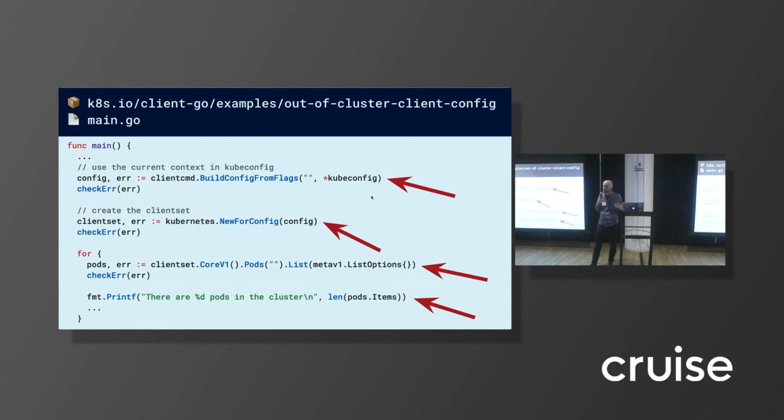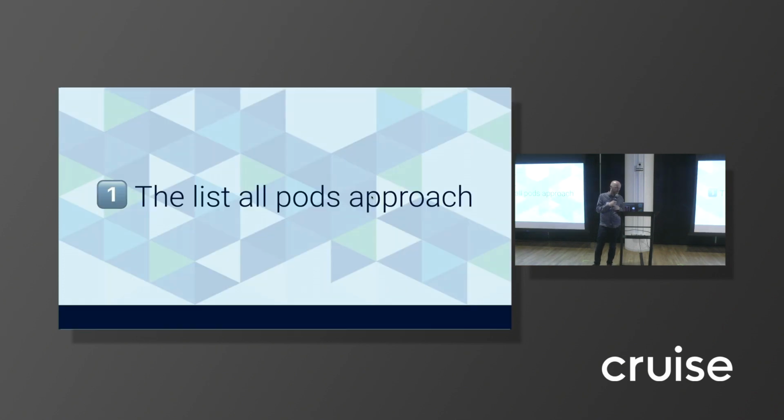So this is our starting point, right? This code already exists. We were able to find it through the examples directory, and we can modify it pretty readily to find pods by their IP address. So that brings us to our first attempt, which is the list all pods approach.